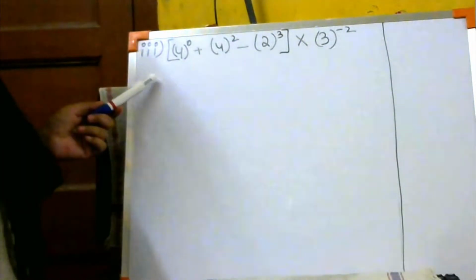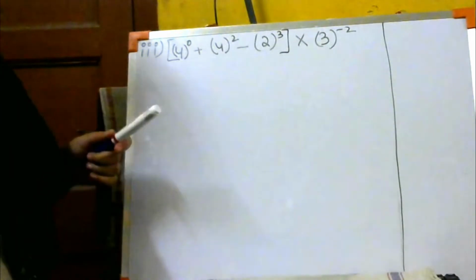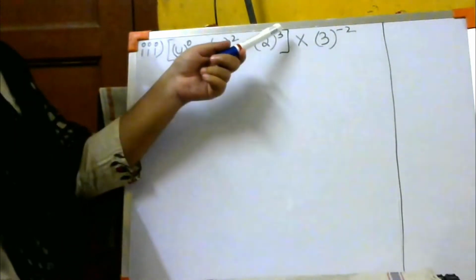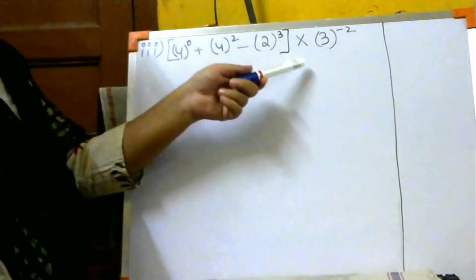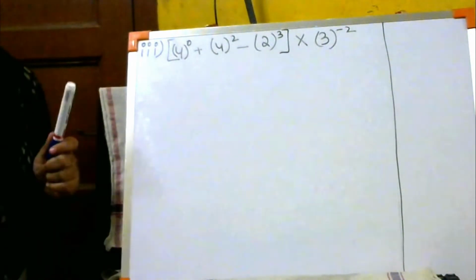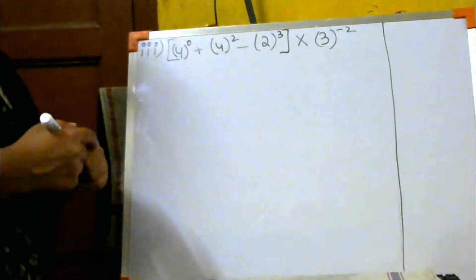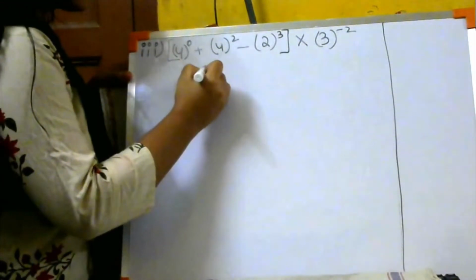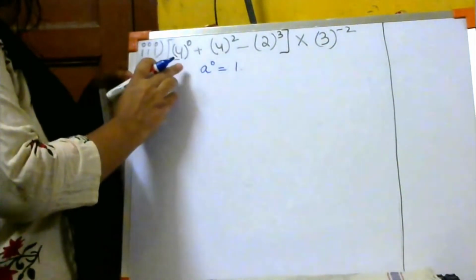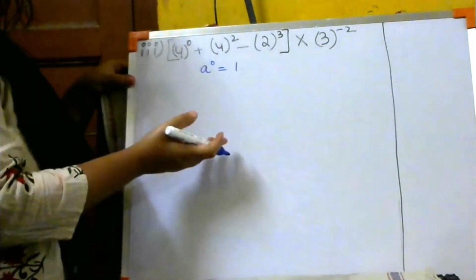Okay, so this is sum number 2 part 3. Look into your book. Sum number 2 part 3. 4 to the power 0 plus 4 to the power 2 minus 2 to the power 3. This is in a bracket into 3 to the power minus 2. That is outside the bracket. Clear? So now over here you are going to apply another exponent law, and that is, I hope you people remember the easiest law, a to the power 0 equals 1. Anything to the power 0 means 1.